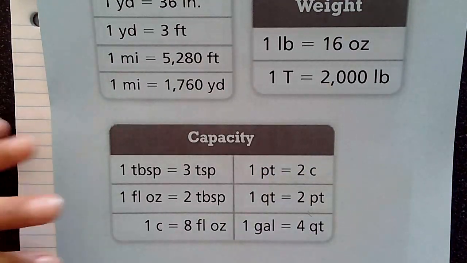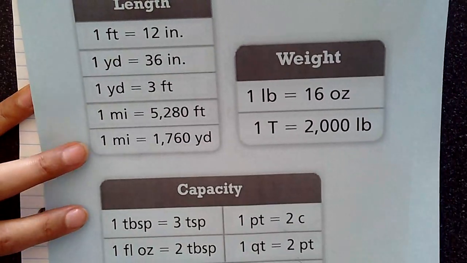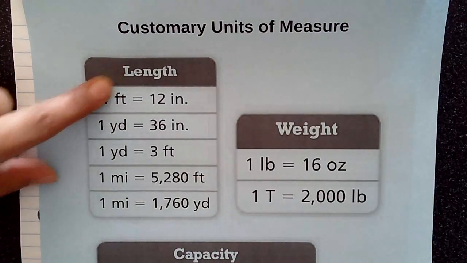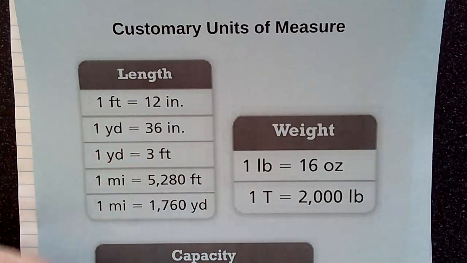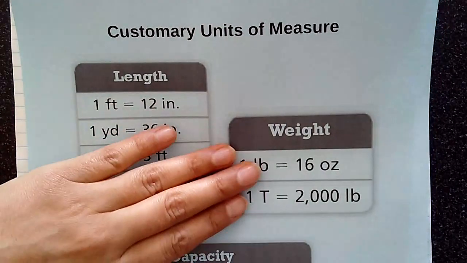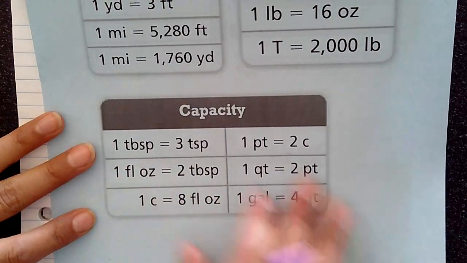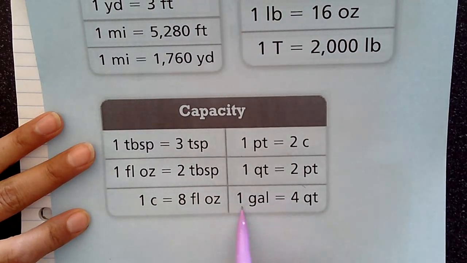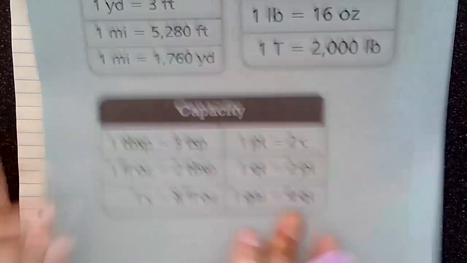It's hard to memorize because there's a lot of different conversion factors. So you are going to get charts to help you, okay? So these are the customary units of measure. We're talking about length. We can convert different lengths, feet to inches, yards to feet. We can convert weight. And we can convert capacity. So this is what we use to cook, measure liquids, stuff like that. So here, I know that 1 gallon is 4 quarts. So that's what I'm going to use for this.